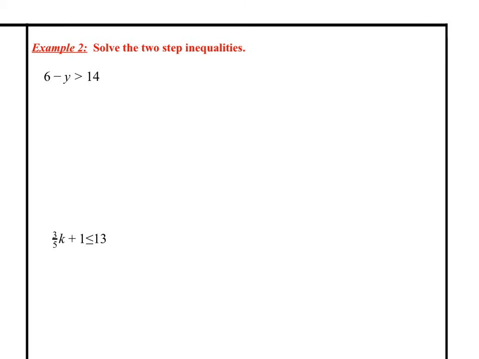Now we have some two-step inequalities. Just a reminder, you solve it the exact same way you did before. So add or subtract first, and then multiply or divide. If you multiply or divide by a negative, you need to flip the sign.